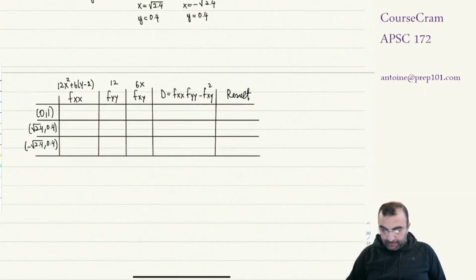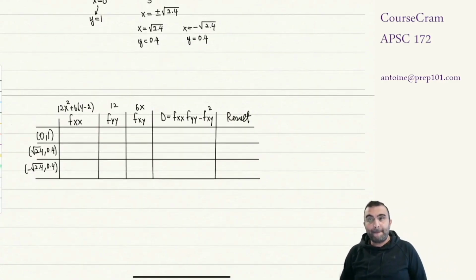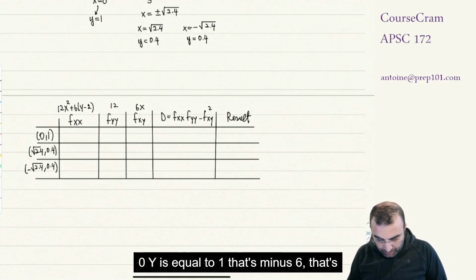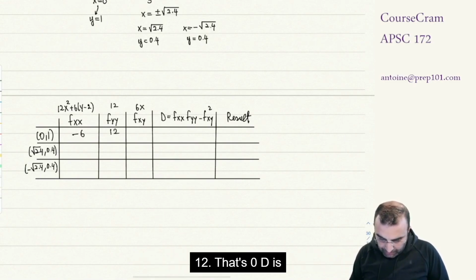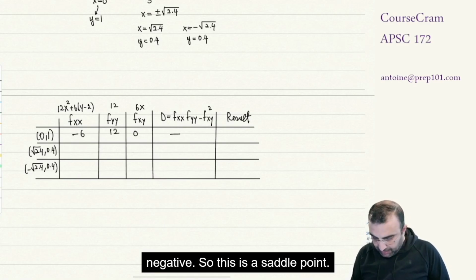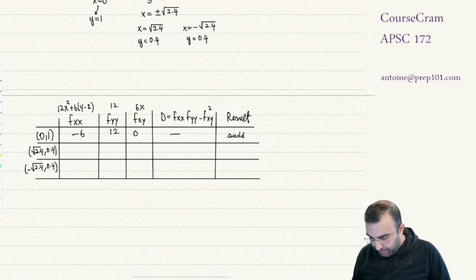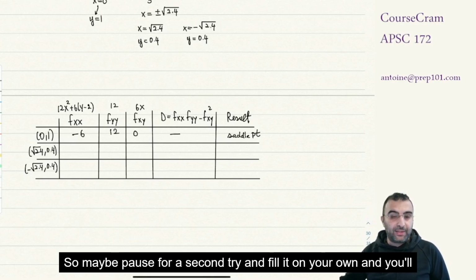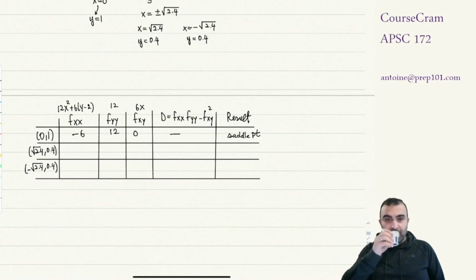So let's see. Here fxx, if x is equal to 0, y is equal to 1, that's minus 6, that's 12, that's 0. D is negative, so this is a saddle point. Maybe pause for a second, try and fill it in on your own and you'll get the exact same result.